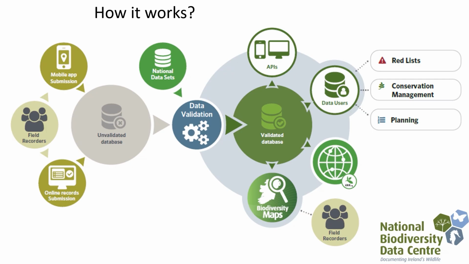Once the data validation process is completed, it will go into the validated database, which is considered biodiversity maps, and then from there it can be used for research. It can go on to GBIF, so it can be used by researchers, and the recorders themselves that submitted data can end up seeing their data again on the validated database, and it can go on to impact things like planning and conservation management, and even the IUCN red lists as well.